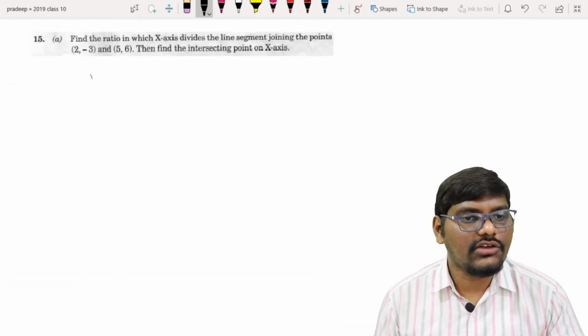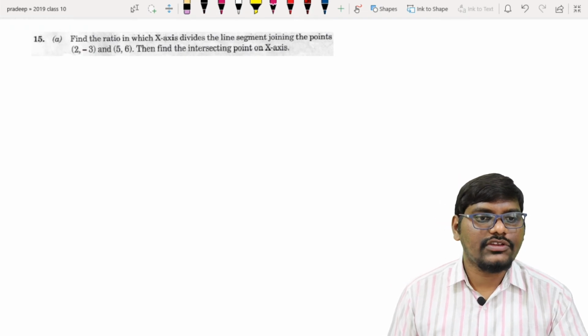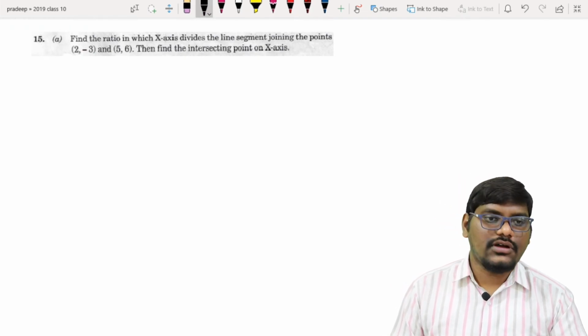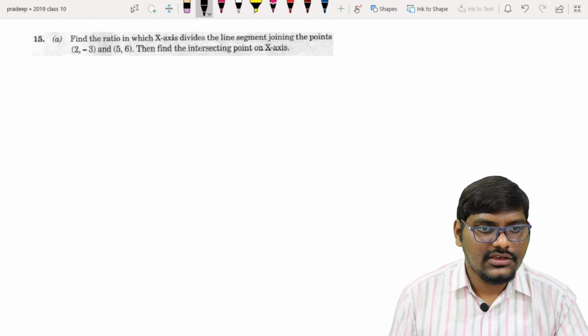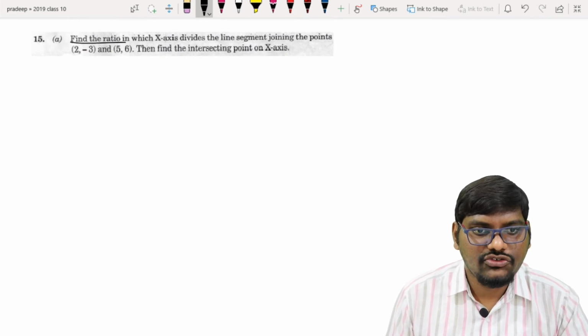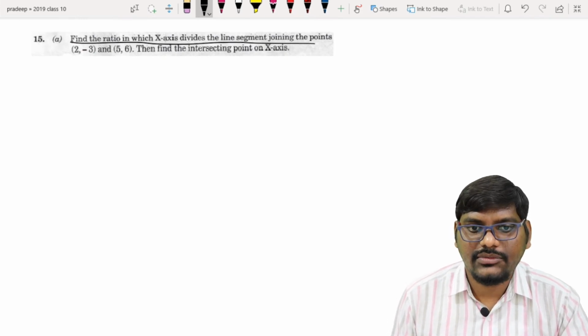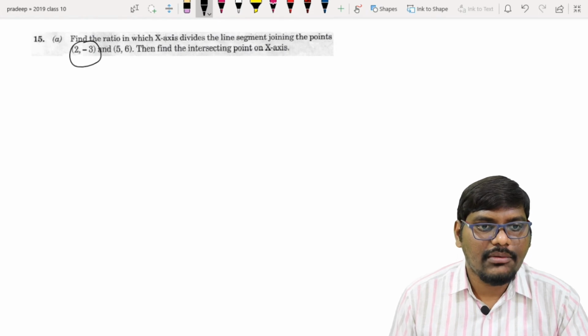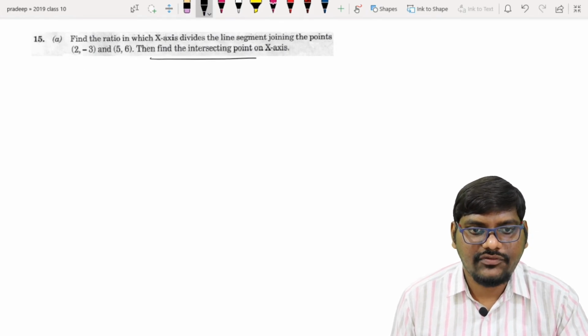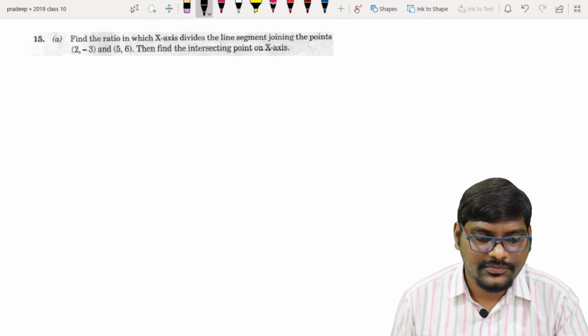Okay, let's try to solve question number 15. In question number 15 there are two questions, A and B. So now we are solving question A. So let's read the question. Find the ratio in which x-axis divides the line segment joining the points 2, minus 3 and 5, 6. Then find the intersecting point on x-axis.